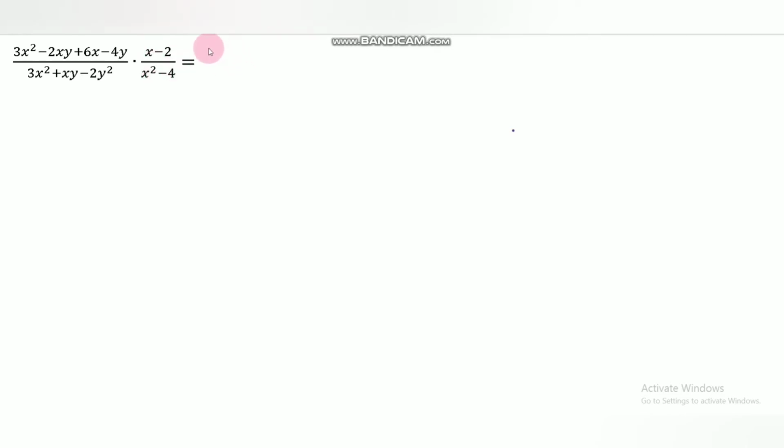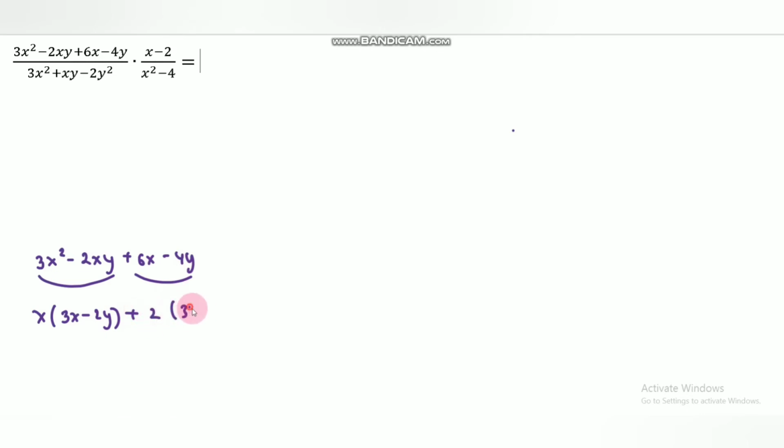So let me factor everything completely. Let me write down here, if I have 3x squared minus 2xy plus 6x minus 4y, this is 4 terms. Therefore, we can try this approach first. Collect the first 2 terms and the last 2 terms and factor out the same element. For the first two I have x multiplied by 3x minus 2y. And from the last 2 terms, I can factor out 2 multiplied by 3x minus 2y. Therefore, the factor is x plus 2 multiplied by 3x minus 2y. Okay, so let's do that.